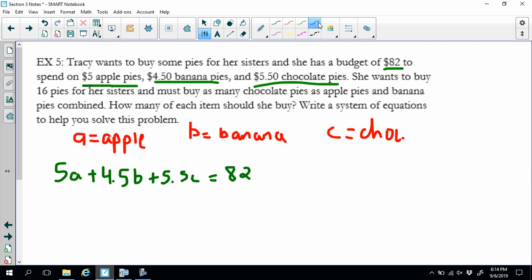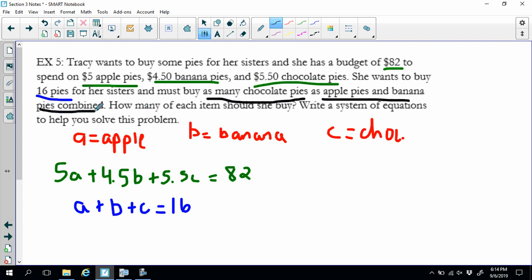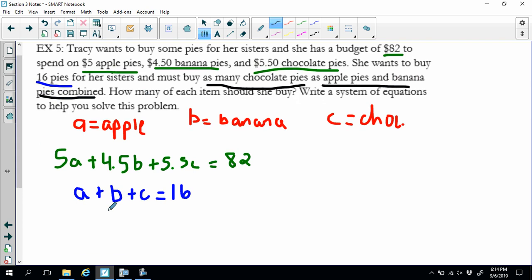Now let's talk about the total amount of pie she's going to buy. She says she's getting 16. So if we just add up all the types of pies we have, A plus B plus C, that should give us a total of 16. Lastly, they say she's buying as many chocolate pies as banana and apple combined. So when we write this, we know that A plus B should equal our C.